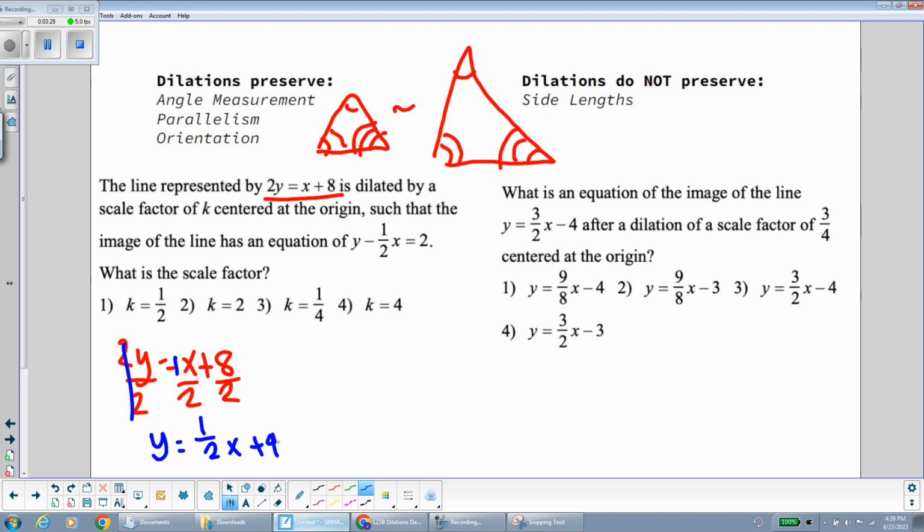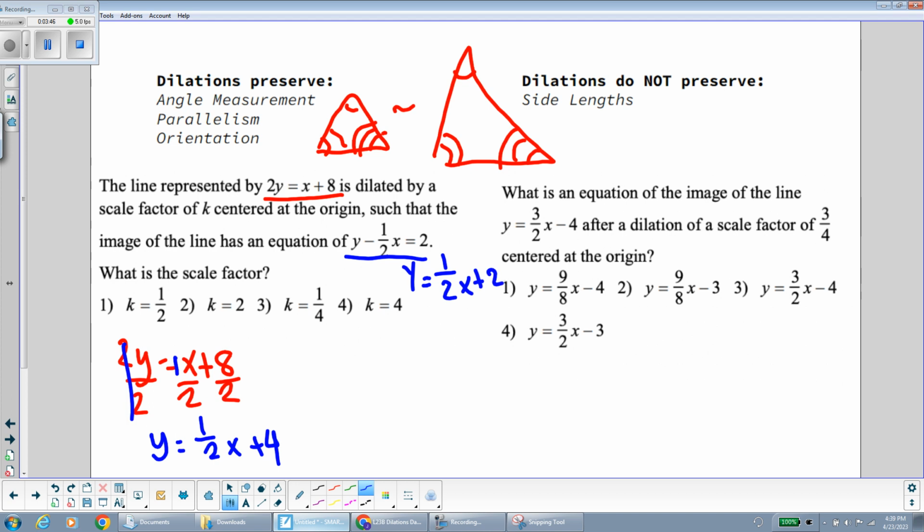That looks like a 9, let me change that. It's plus 4. I'm going to do the same thing for the image line. I'm going to get y by itself by adding 1/2 x to both sides. And that would be y = 1/2 x + 2.